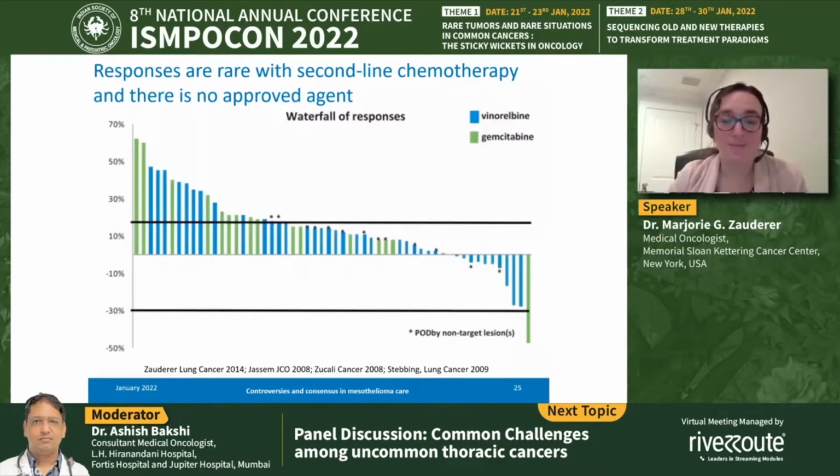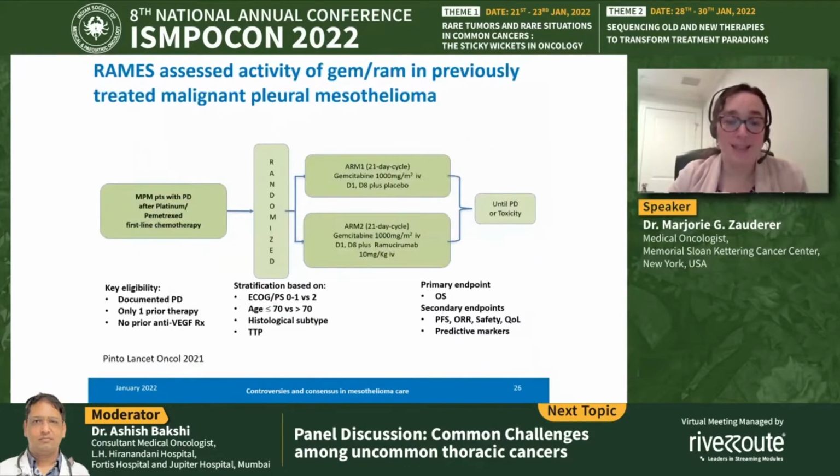6 weeks. More recently, the RAIN study randomized patients with mesothelioma who had previously been treated with platinum and pemetrexed. The 2 arms were gemcitabine and gemcitabine with ramucirumab, another anti-angiogenic agent. Key eligibility criteria included no prior bevacizumab and having received only 1 prior line of treatment.